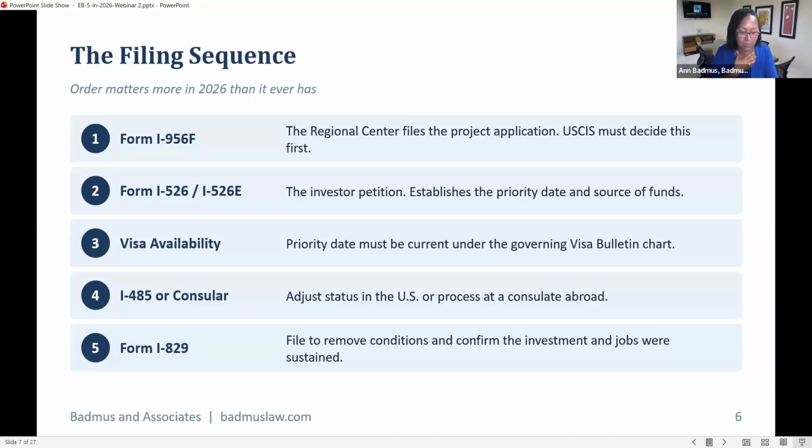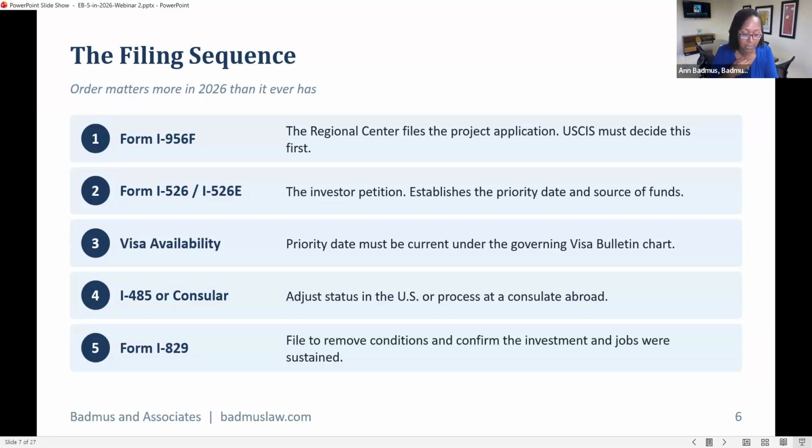So you as the investor either file an I-526 if you are doing a direct investment, not a regional center investment, or the I-526E if you're going through a regional center. When you file the I-526E or I-526, you are establishing your priority date, which is your place in line, and which proves your source of funds. So that is very key.